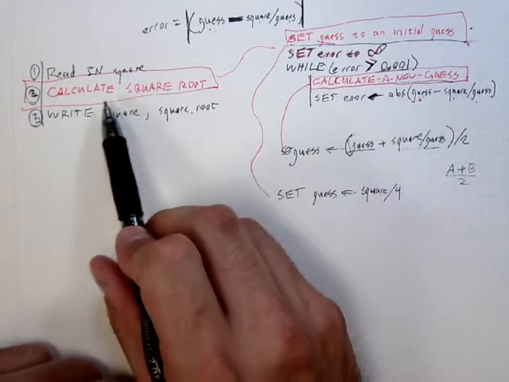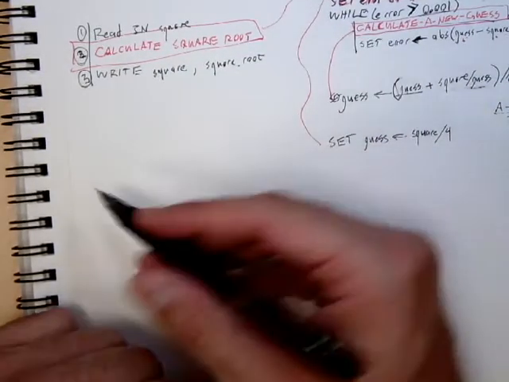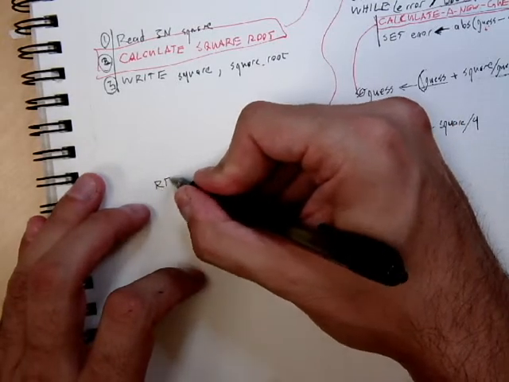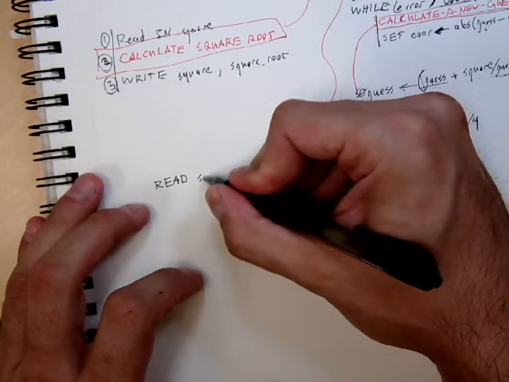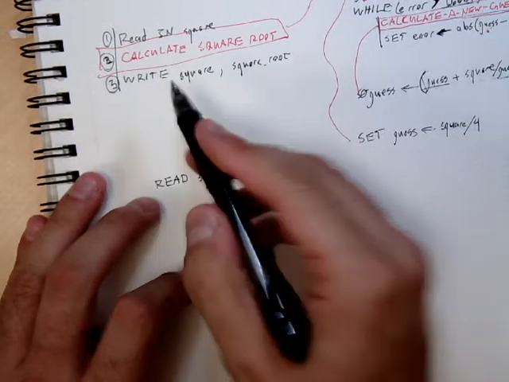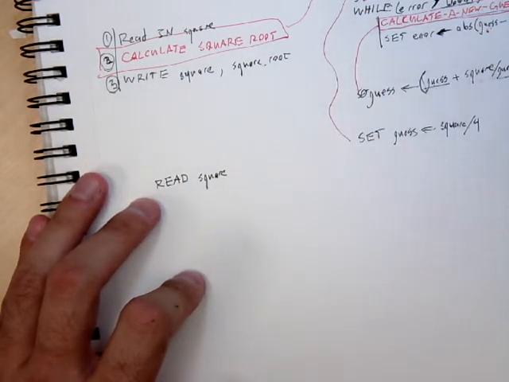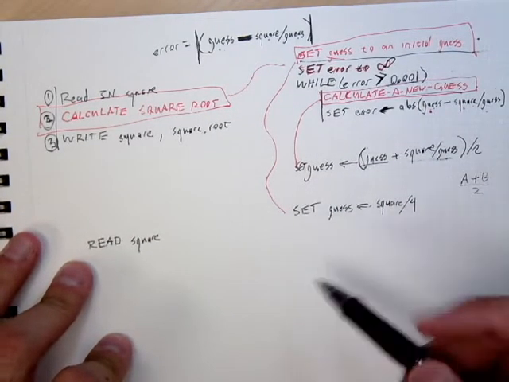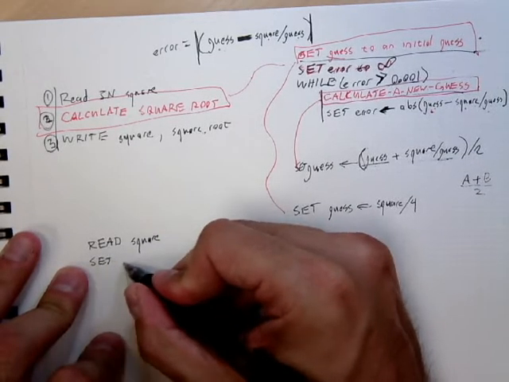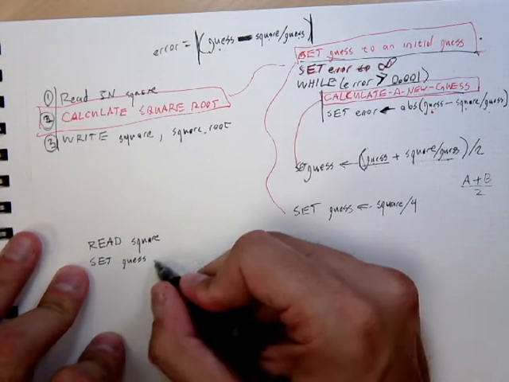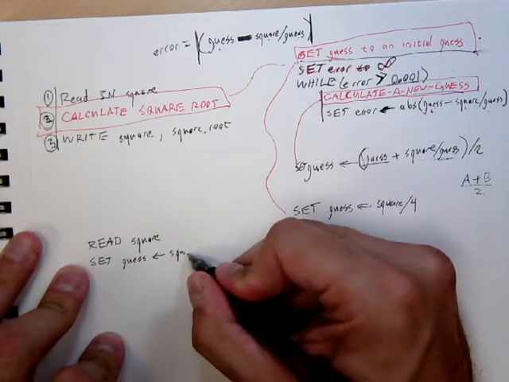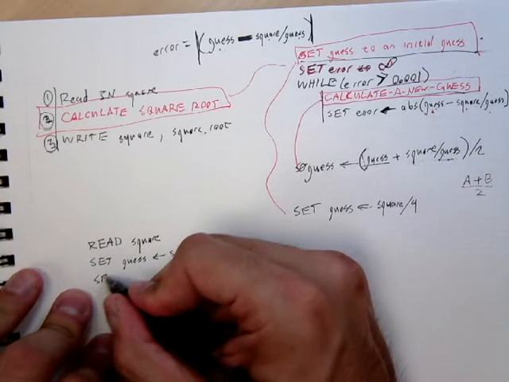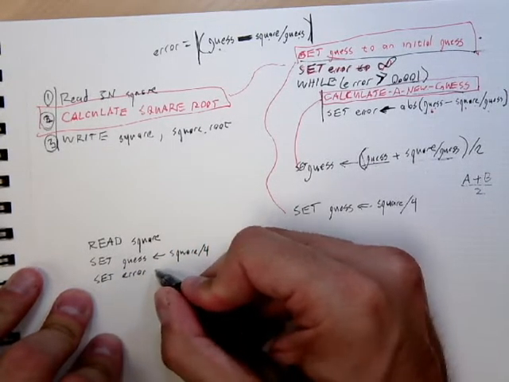We've got no more pieces that remain red. So we could actually write the whole algorithm out right now. It goes like this. We say read square. And then instead of, say, calculate the square root, we're going to set guess to square over 4. And we're going to set the error to infinity.